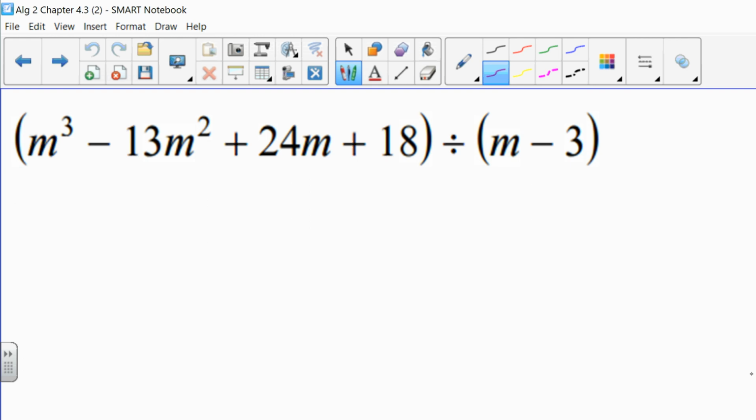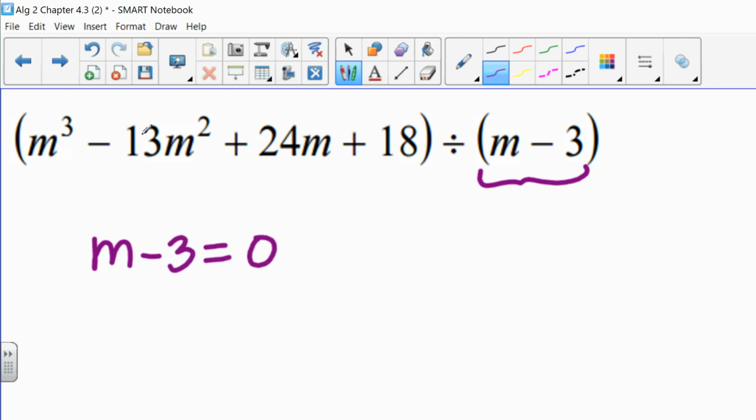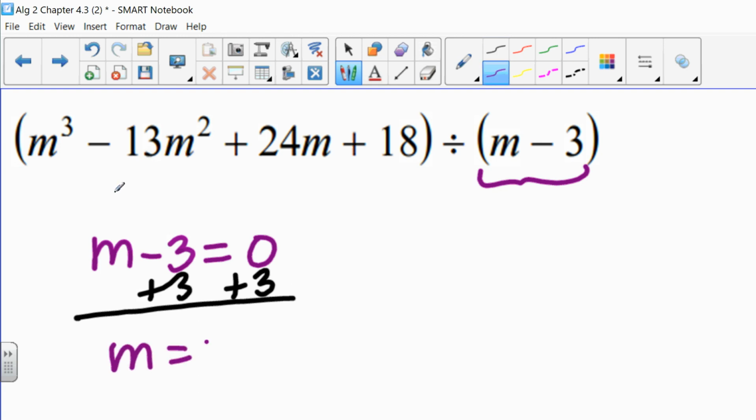The first main step is that we need to solve the divisor for the variable. So what that means is we'll take m minus 3 and set it equal to 0 and find the value of m. So we would add 3 to both sides and get that m is equal to 3. Any questions on this so far?